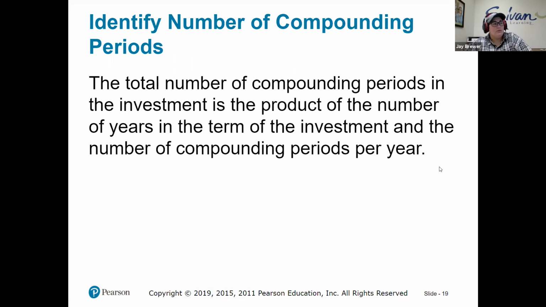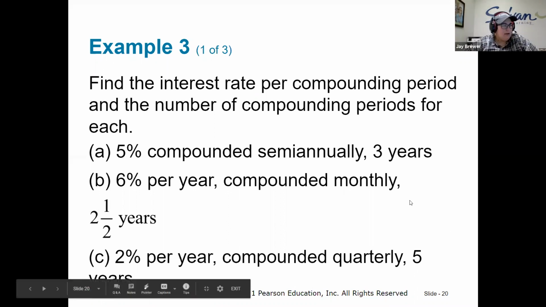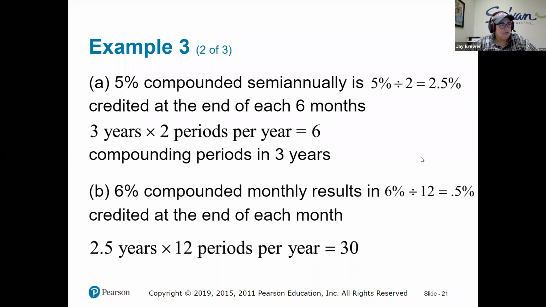All of this is just words, guys. Just worry about doing the examples in your homework and you'll understand it. Find the interest rate per compounding period and the number of compounding periods for each. A 5% compounded semi-annually for 3 years, 6% per year compounded monthly for 2.5 years, and 2% per year compounded quarterly for 5 years. You will have to do something like this on your homework.